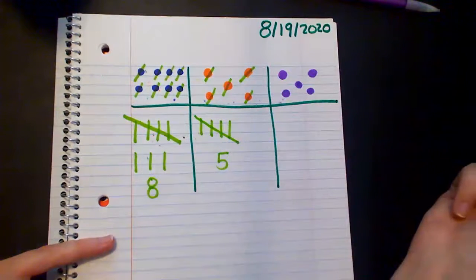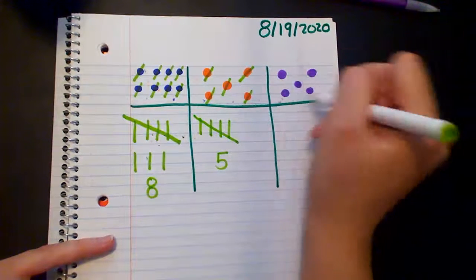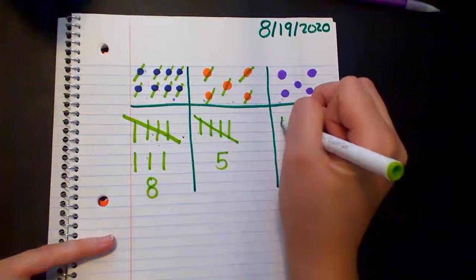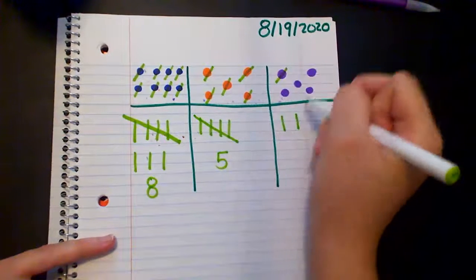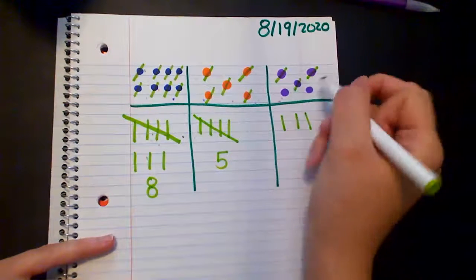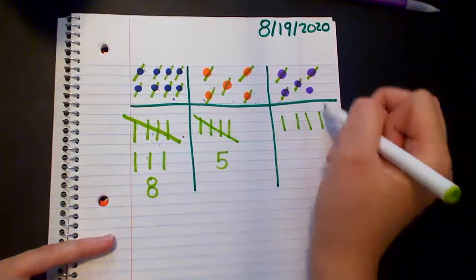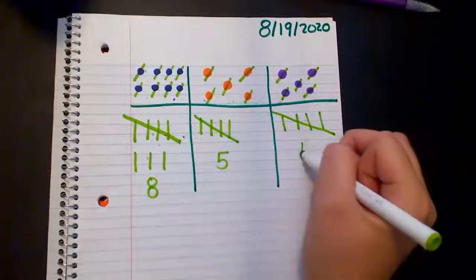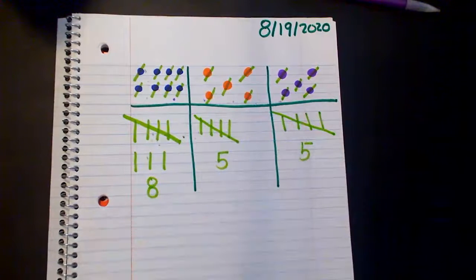Then next, we have another set of Skittles, and let's go ahead and count those. 1, 2, 3, 4, and then 5. So we have another 5 purple Skittles here.